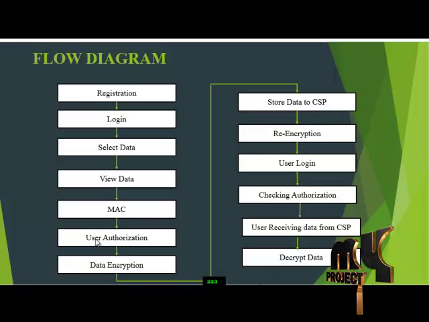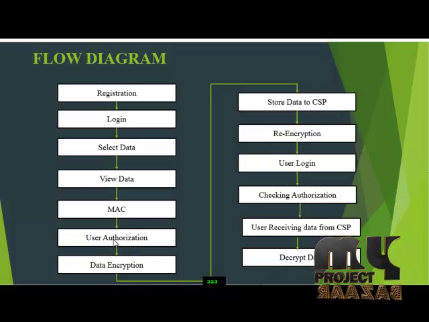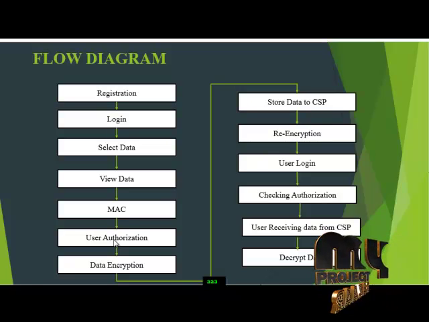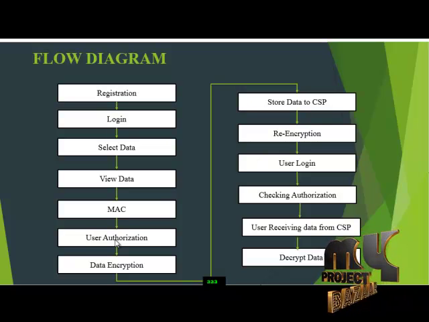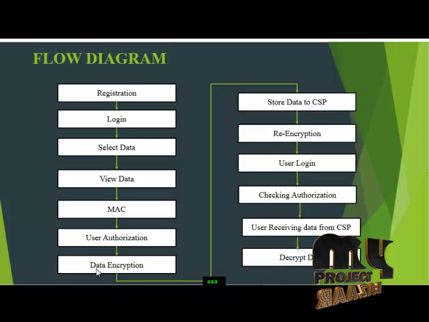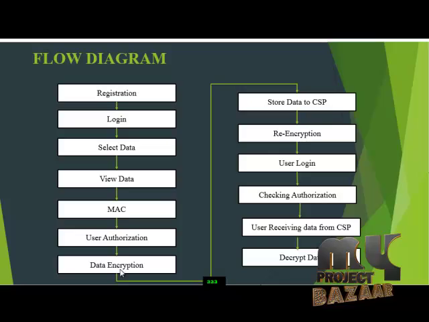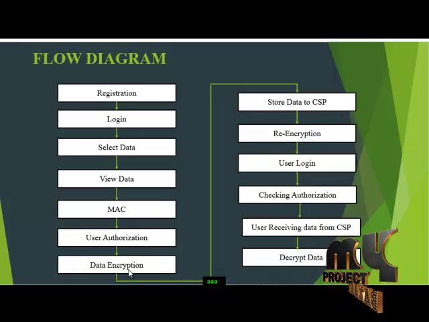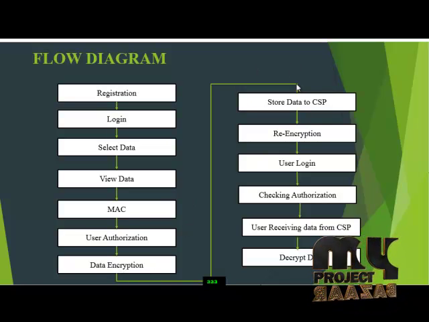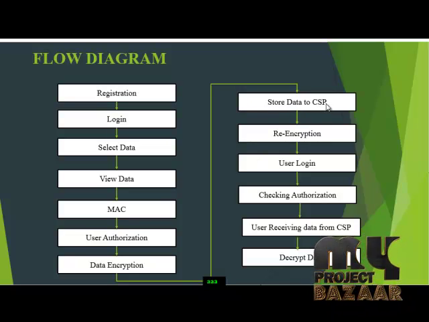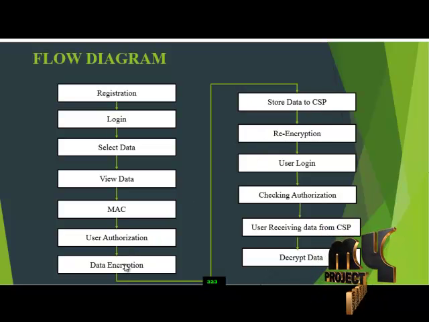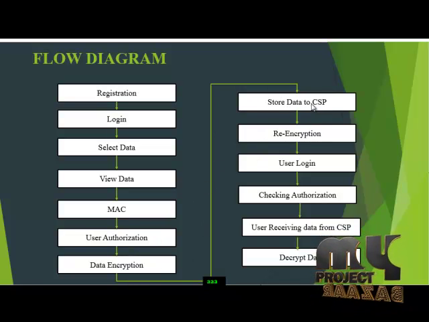And the next process is user authorization. User authorization is a process where we can select the appropriate user for transferring data. The next process is data encryption. The data is encrypted by the data owner with the help of the DES algorithm. DES is nothing but the Data Encryption Standard. The next process is store data to CSP. CSP is nothing but the cloud service provider. The encrypted data is stored to the cloud service provider.